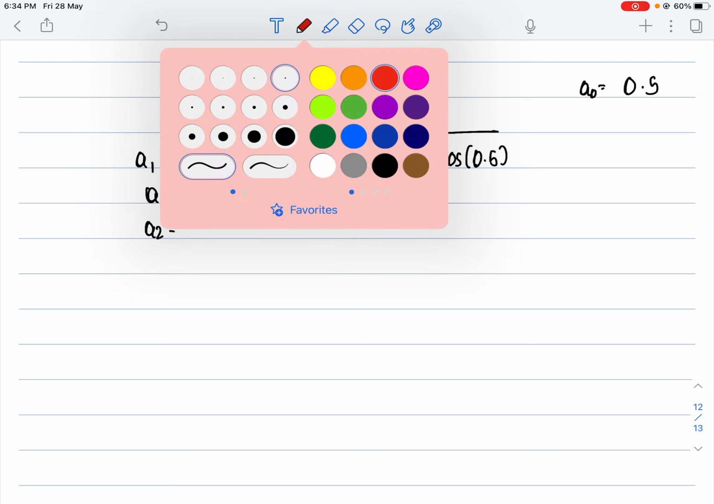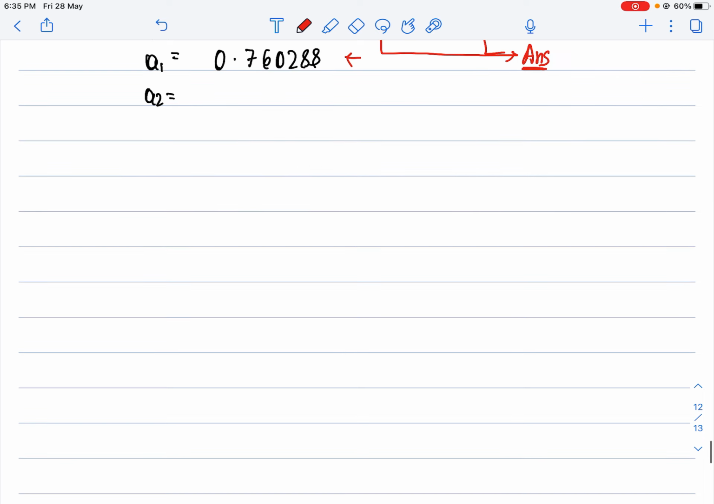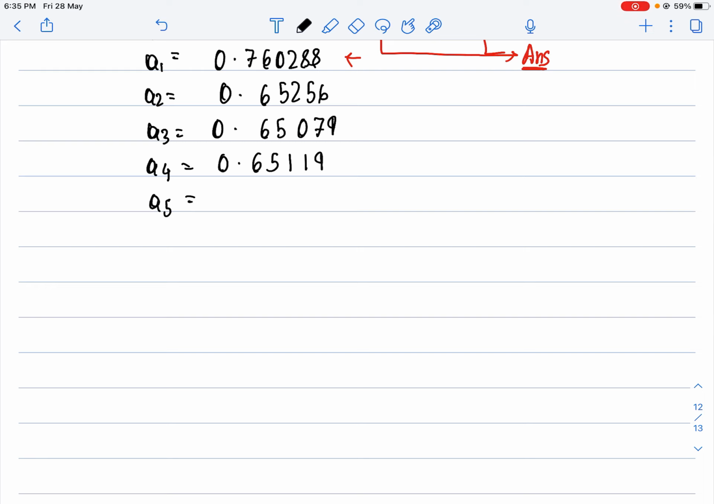For a2, what you need to do is simply, in the place of 0.5, remove 0.5 and click on the ANS button, the answer button. It will take this value. When you do that, you get your answer as 0.65256. Now for a3, you don't need to do anything, just click on equal to. So you get 0.65079. Now for a4, in the same way, click on equal to to get 0.65119. For a5, again click on equal to.